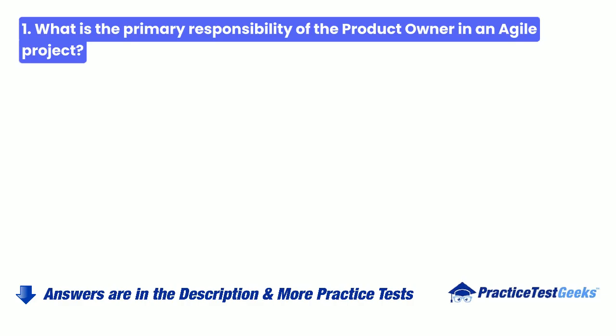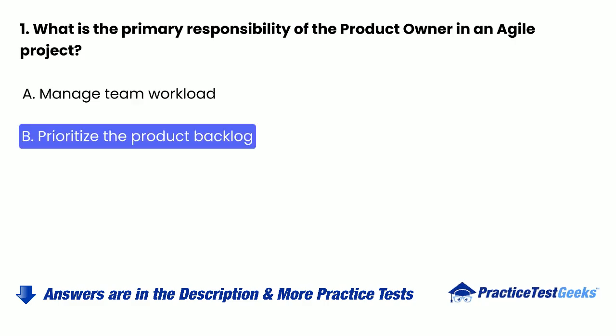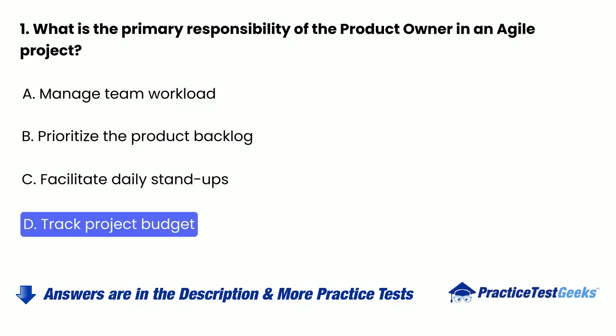1. What is the primary responsibility of the product owner in an Agile project? A. Manage team workload. B. Prioritize the product backlog. C. Facilitate daily stand-ups. D. Track project budget.